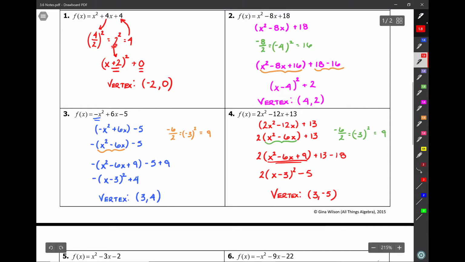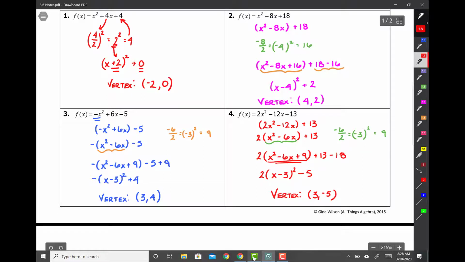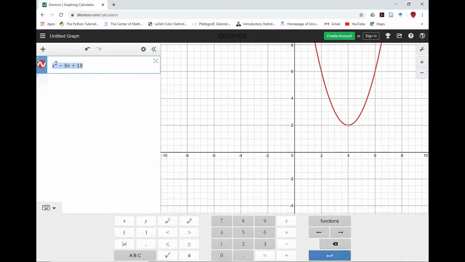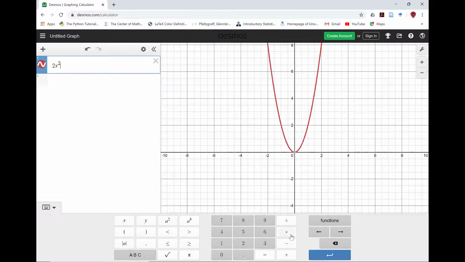And let's see, 2x squared minus 12x plus 13. I will graph that one. We have 2x squared. What was it? Minus 12x plus 13.